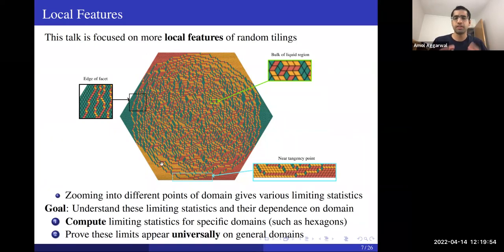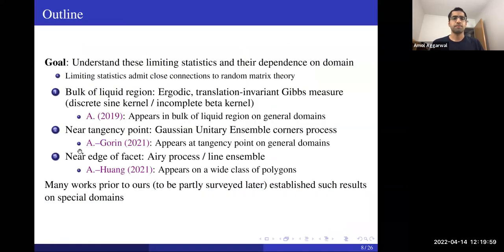As I vary the domain, these statistics will appear maybe in slightly different forms. Again, the goal is to understand these limiting statistics and how they depend on the domain. We'll see that these limiting statistics often admit close connections to random matrix theory. I'll give you in broad strokes what the answers are, and then I will go into each case step by step and explain them in more detail, a little bit of the history behind them, and what we can say about them.